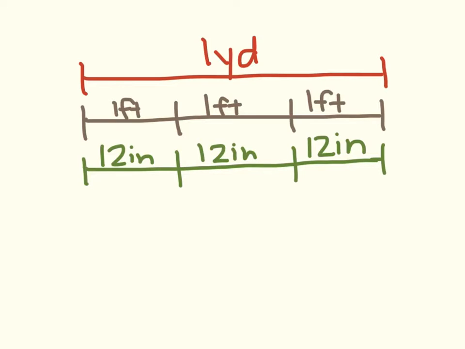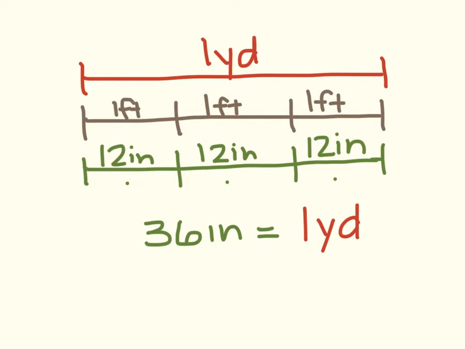Well, hopefully you said 36 inches, because here I have 12 plus 12 plus 12 is 36 inches equals 1 yard. So don't write anything down. I'm just going to write this so that you see it. 36 inches equals 1 yard.